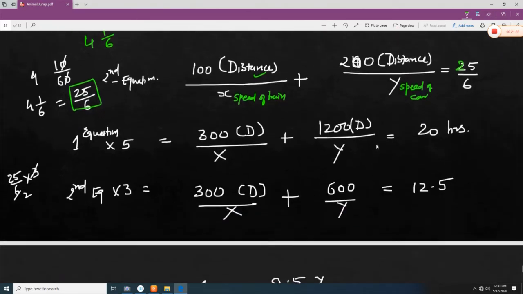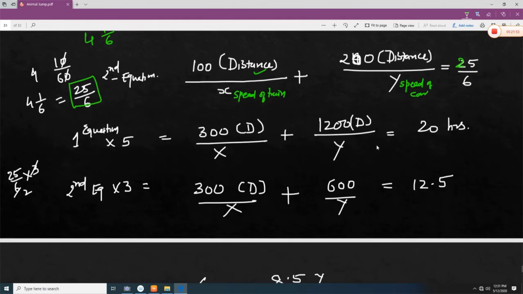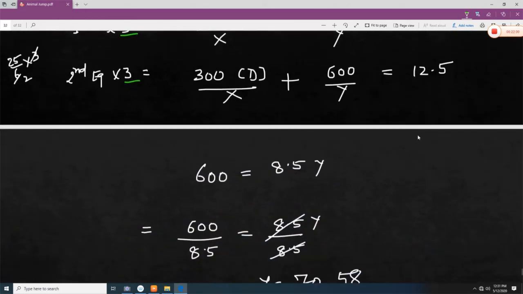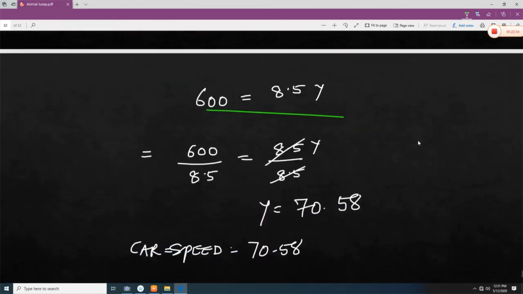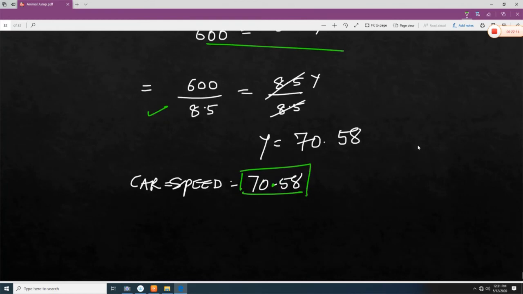Now we have to balance the equation. So first equation you have to multiply by 5, and the third equation you have to multiply by 3. Once you simplify, you will get 600 is equal to 8.5y. Then 600 you divide by 8.5, and 8.5 you divide by 8.5. So the car speed is going to come is 70.58.